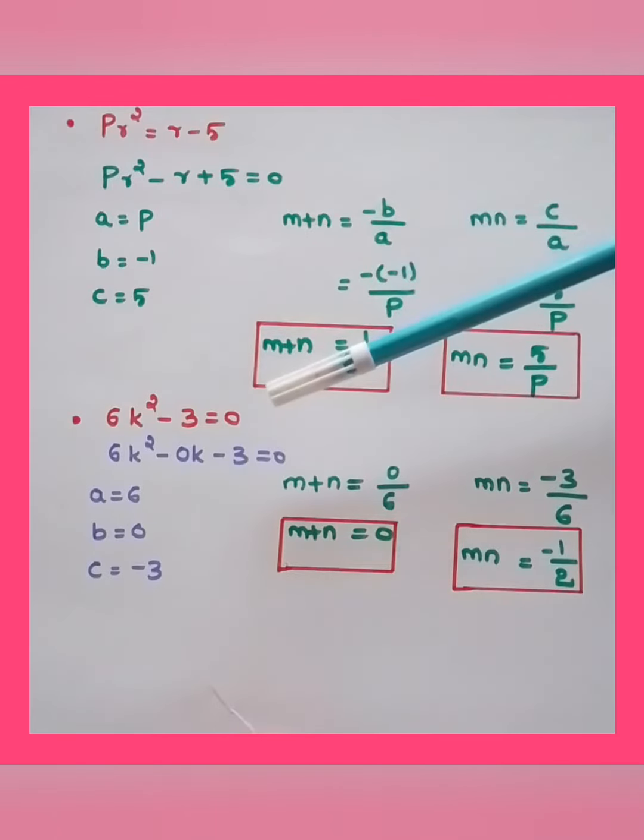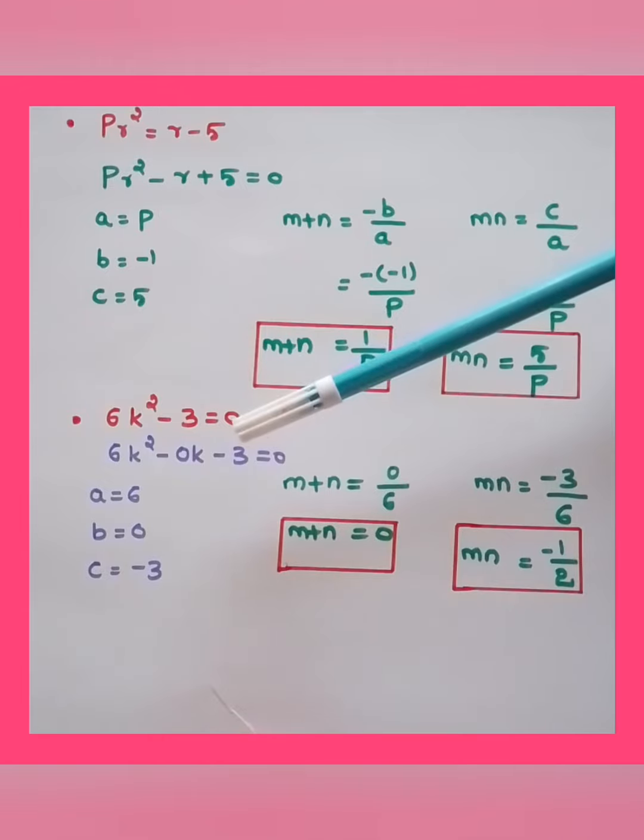Next one, 6k square minus 3 is equal to 0. Here you can observe only the k square term is given. So the k term is not there, and therefore you can just put it as 0k.